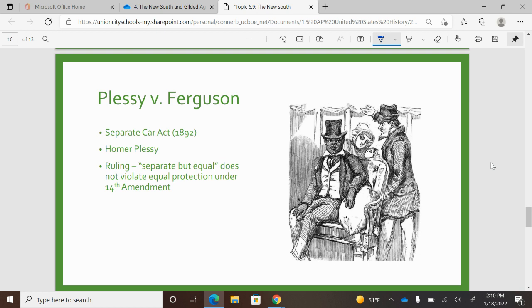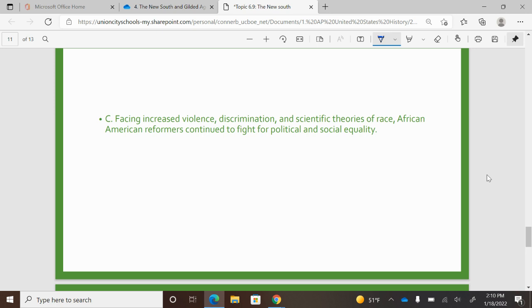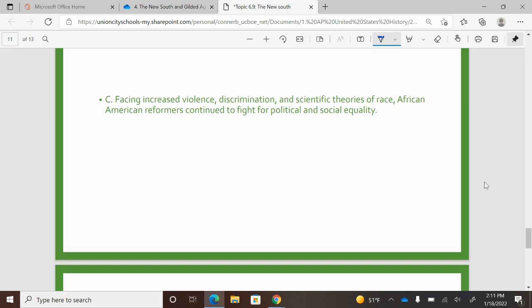The Supreme Court came out and said that separate but equal is fine. So in fact, segregation in the South is basically reinforced again, and is made further legal as it goes. So that's going to be the biggest thing with that. When it comes to the rest of it, for C, facing increased violence, discrimination, and scientific theories of race, African American reformers continue to fight for political and social equality. We're not going to talk about the reformers here. We're going to do that in Unit 7 in progressivism, but you do need to recognize some of the things that are happening that are marking some changes with what happened since the Civil War and Reconstruction.